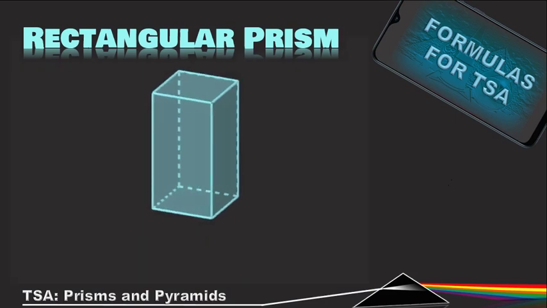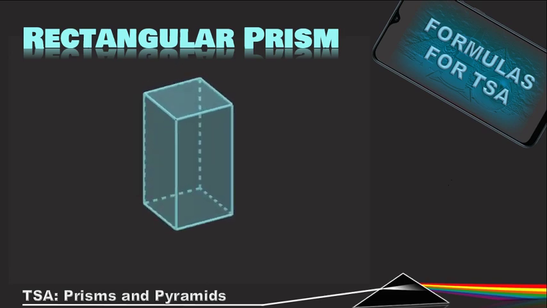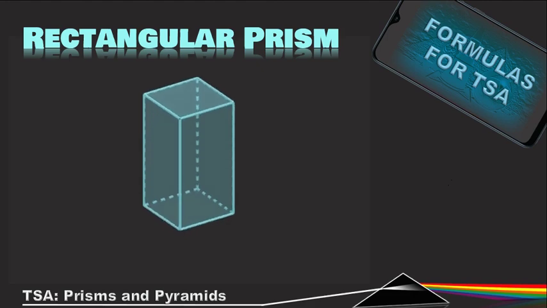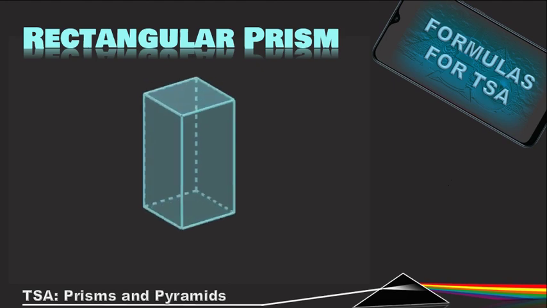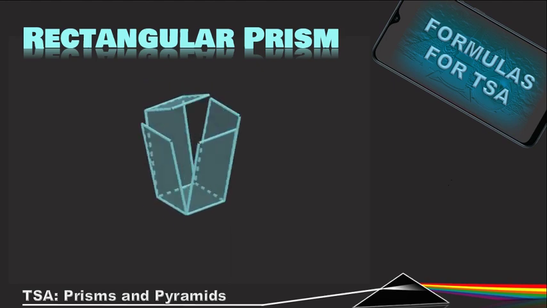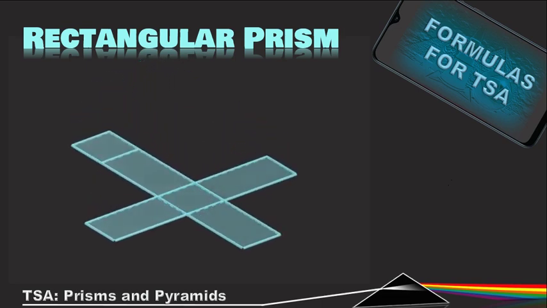Now when we're calculating the total surface area, we must remember to calculate all the four sides and then also the top and the bottom rectangle. So with the rectangular prism, we basically just have our six rectangles, and if we look at the net from the top view, that's quite clear to see.